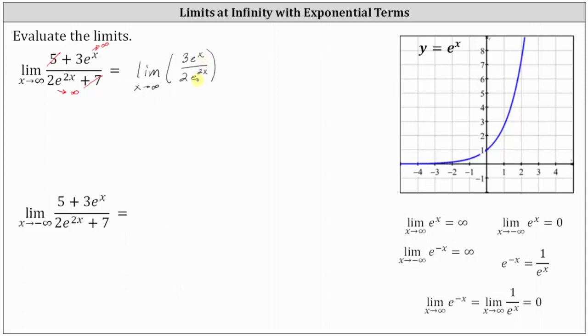e to the x divided by e to the power of 2x is equal to e to the power of negative x, or 1 divided by e to the x, and let's show some work on this. Again, if we have e to the x divided by e to the power of 2x, because we're dividing the bases the same, we can subtract the exponents, which will give us e to the power of x minus 2x, which is equal to e to the power of negative x, which is equal to 1 divided by e to the x. Or if it's more helpful, we could write e to the power of 2x as e to the x squared. So we have two factors of e to the x in the denominator.